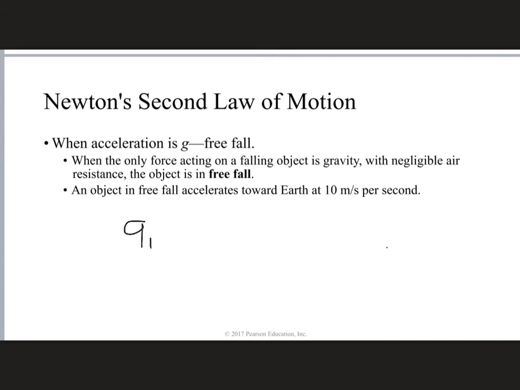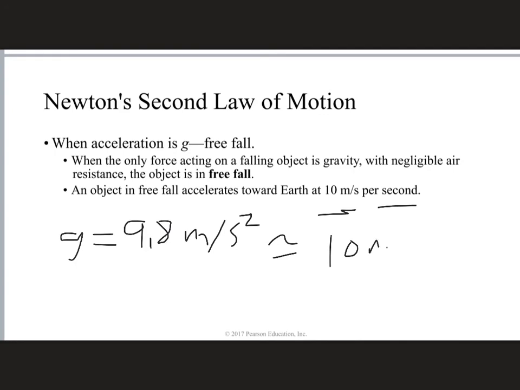So 9.8 meters per second squared. That's the amount that little g is. Now, if we round 9.8 up to about 10, we can say that for quick and dirty calculations, objects near the surface of the Earth will increase their speed by 10 meters per second every second. So the acceleration is about 10 meters per second every second, or 10 meters per second squared.